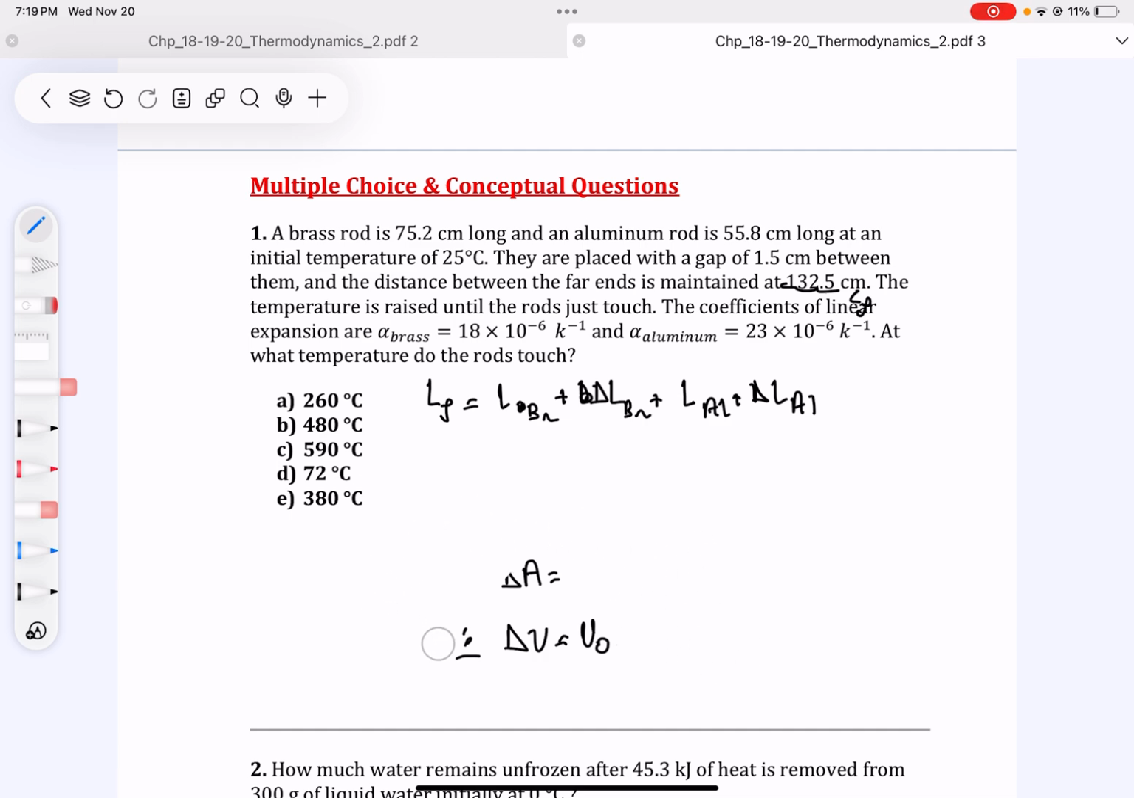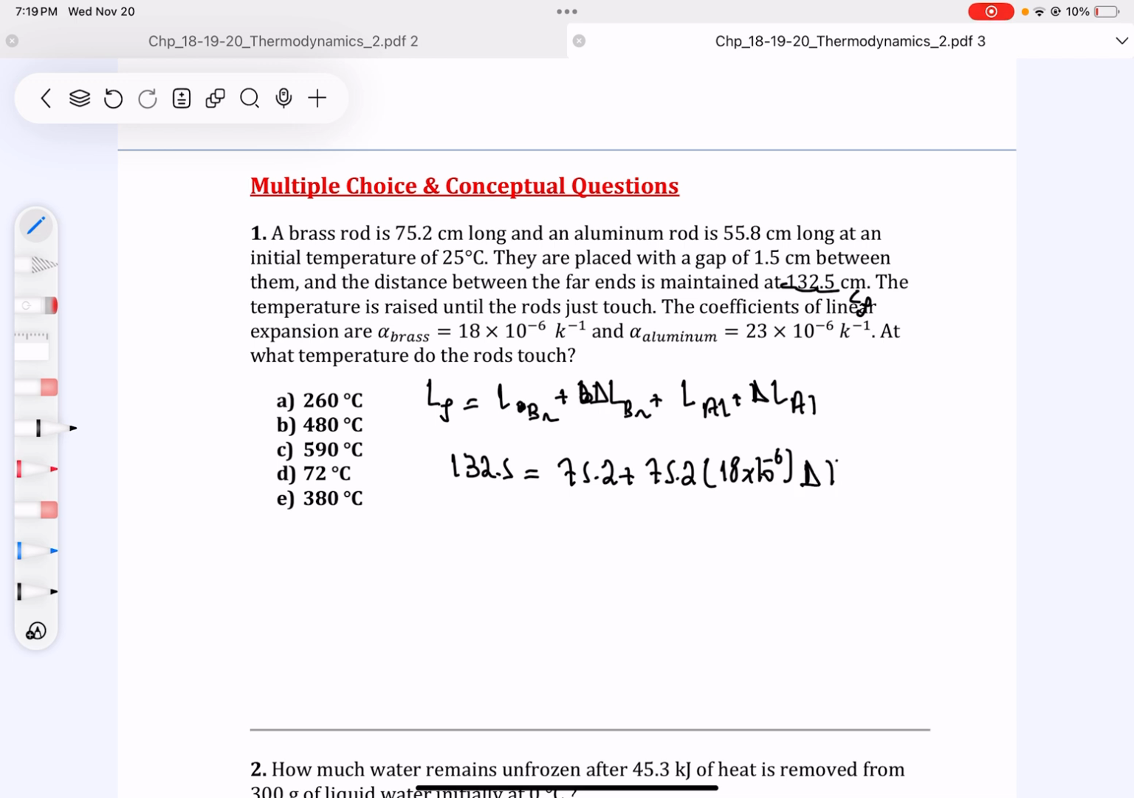Let's remove it for now. Then 132.5 is equal to 75.2 plus 75.2 times 18 times 10 to the power of minus 6 delta T, plus 55.8 times alpha of the aluminium, 23 times 10 to the power of minus 6 delta T. From here we can solve for delta T.